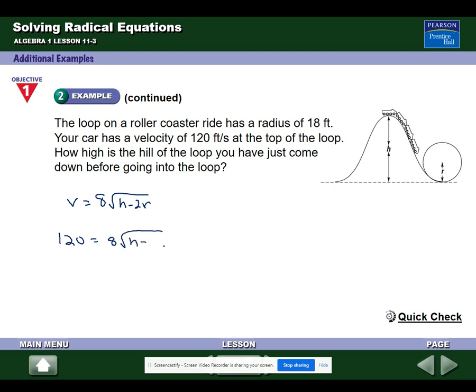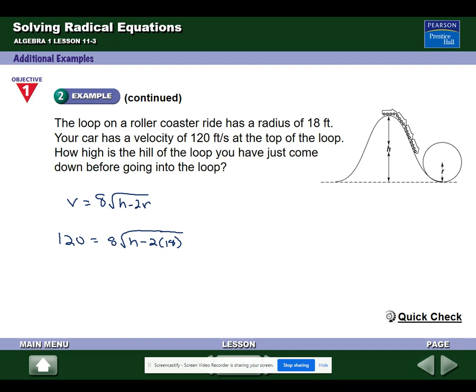H we don't know. The radius of the loop is 18. Solve this for h. Okay, well, again, ask yourself what's happening to the variable and then undo things in reverse order. The first thing that's happening to h is being subtracted by 36. Then it's having the square root taken of it. And then finally, it's being multiplied by 8.